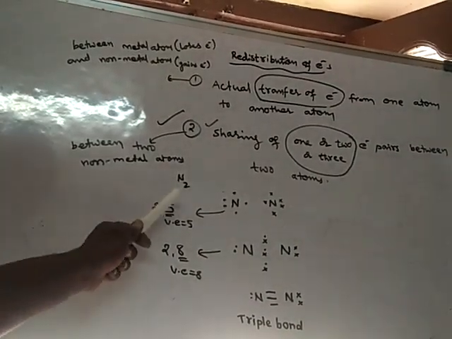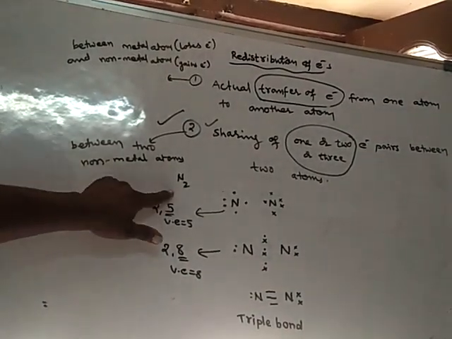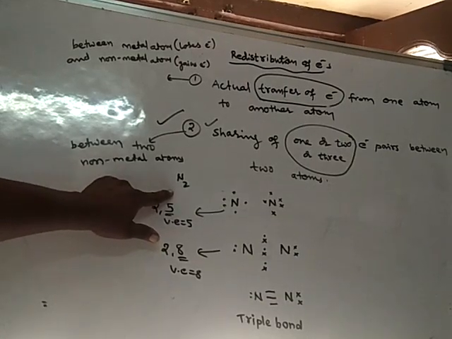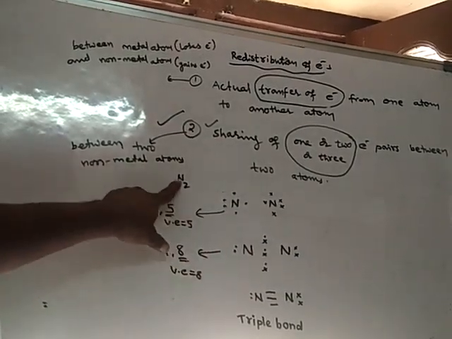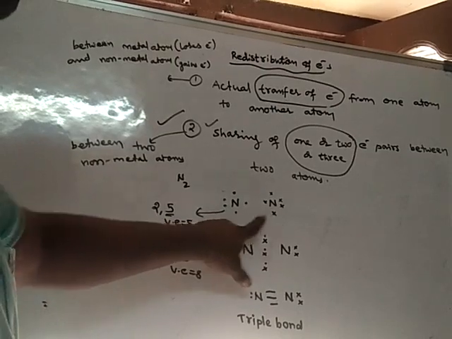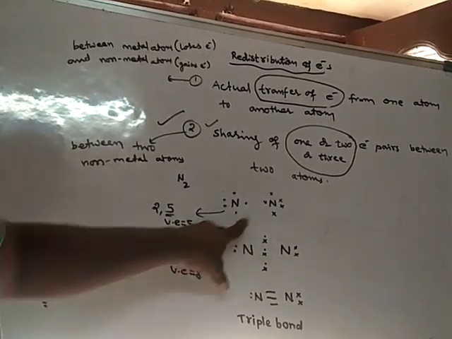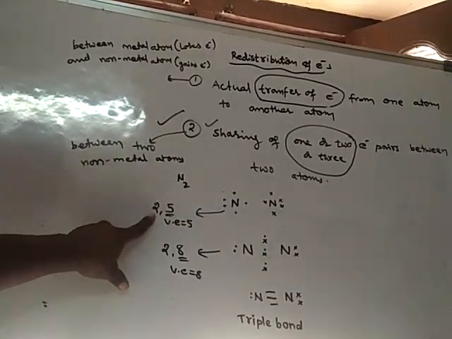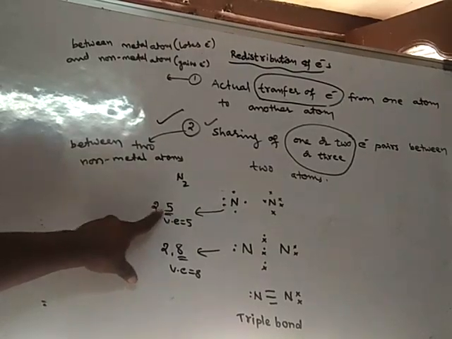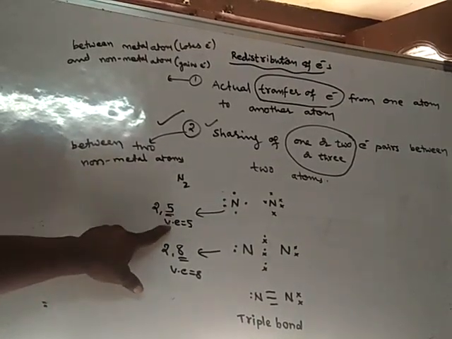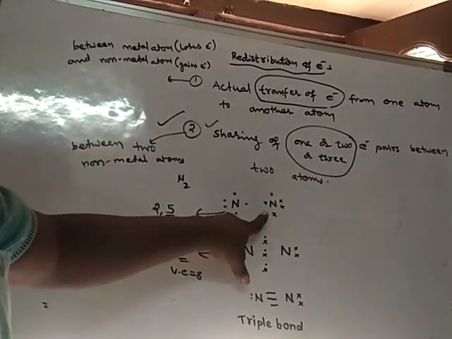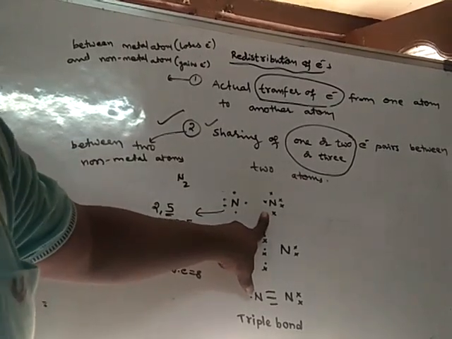Now we will look into another example, the N2 molecule. In the N2 molecule, this molecule is formed between two nitrogen atoms. If you see the nitrogen atom, it has the electronic configuration 2, 5. It has 5 valence electrons, and the other nitrogen atom also has 5 valence electrons.